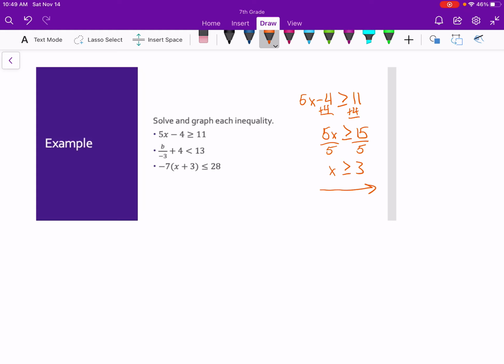And then we graph. So here's 3. It's a closed circle because we have the equal to. Pick my favorite number, 0. Is 0 greater than or equal to 3? No, it's not, so I'm going to point away from the 0.